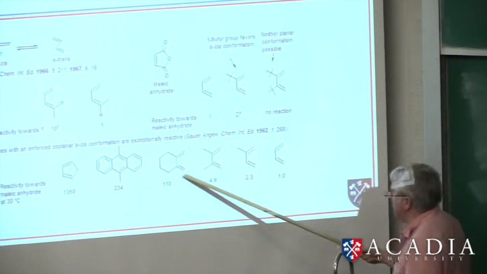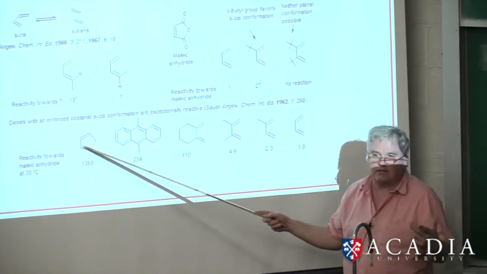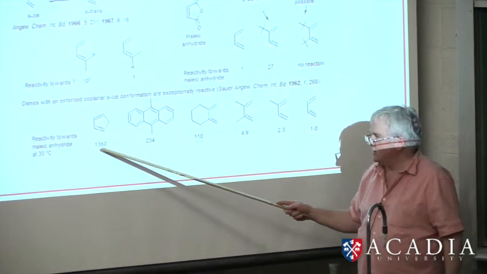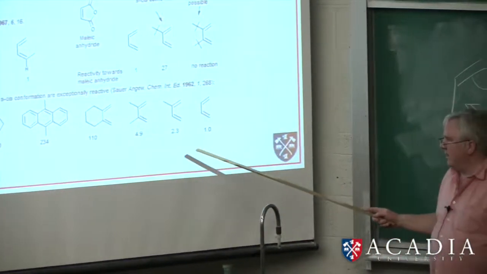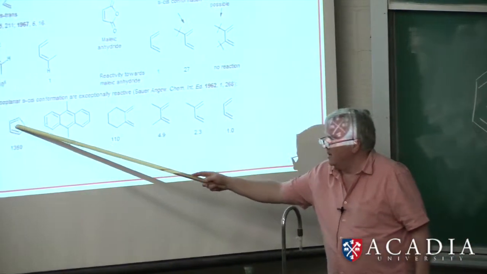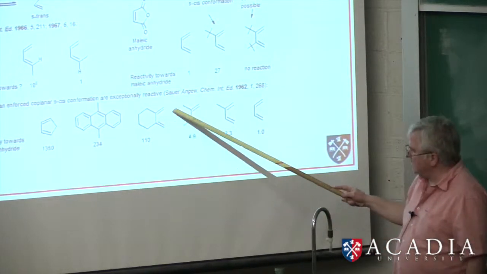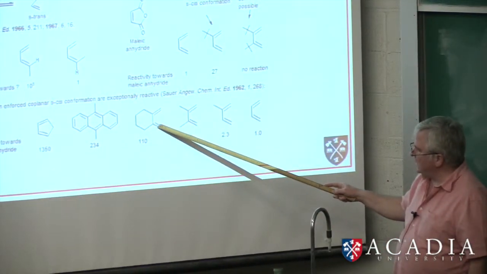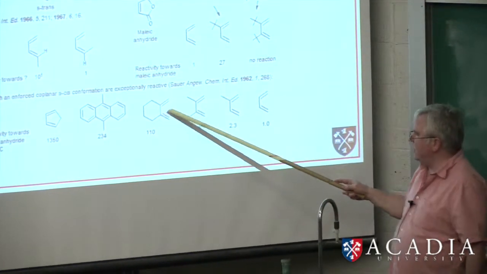This is just showing the reactivity. Here's our butadiene itself. Look at this cyclopentadiene. It is 1,350 times more reactive than butadiene itself, because we've restrained it into the S-cis conformation. Same with this system. This one doesn't really have the opportunity to get in the S-trans conformation, so it's quite reactive as well.